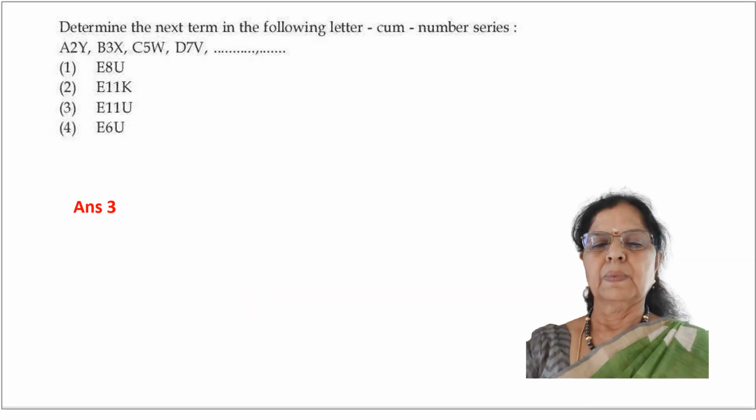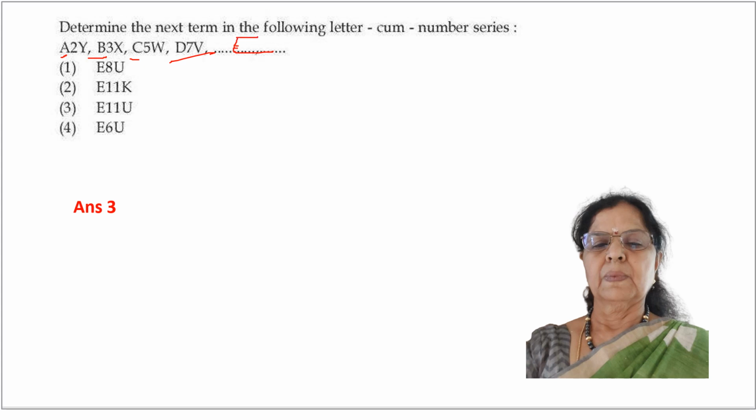Now look at this question. Determine the next term in the following letter-cum-number series. So both letters and numbers are there. The four letter-cum-number series are given. Look at the pattern; you should always look for the pattern. Here this is very easy. A, B, C, D. The first letter is easy. A, B, C, D, so the next one should start with the letter E. That much we are sure.